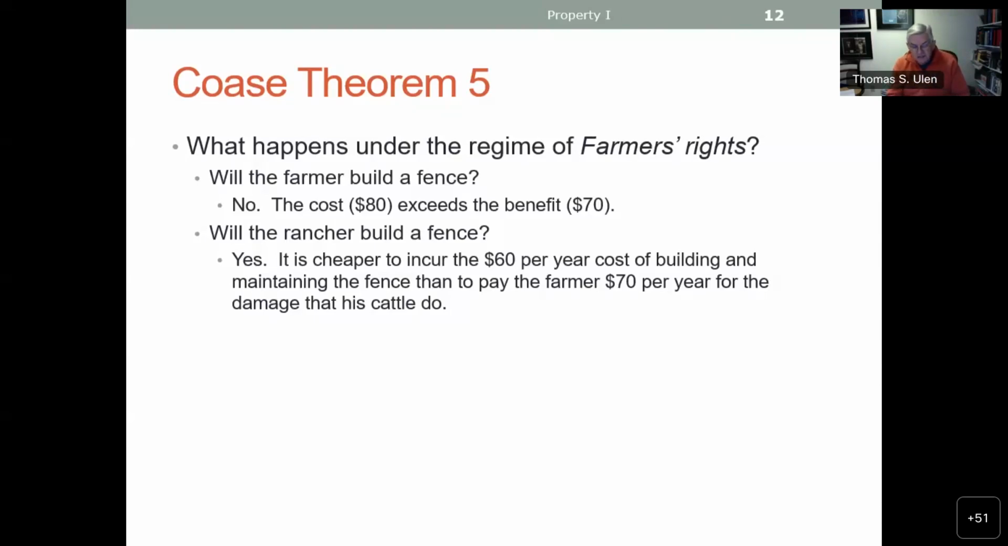The next regime is a regime of ranchers' rights. Under that regime, the rancher has no legal duty to supervise his cattle. And in those circumstances, what will happen? Next slide, please.